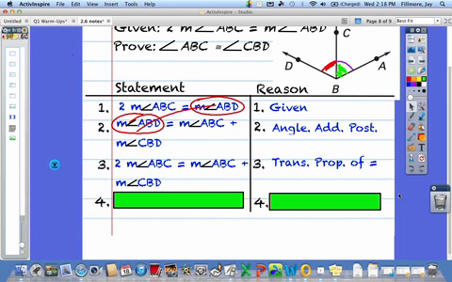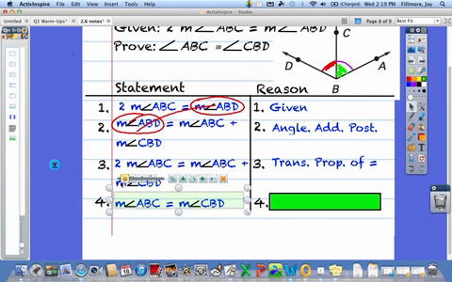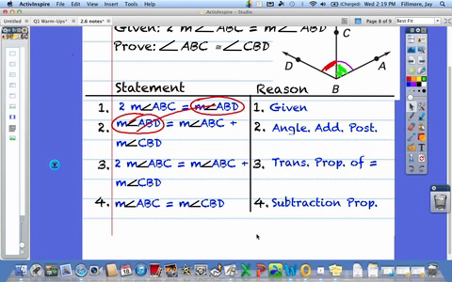And finally, I have two ABCs over here, and an ABC and a CBD over here. Well, if I subtract a single ABC from both sides, on the right side I'm just left with CBD, and on the left side I no longer have two ABCs, I just have one. That's exactly what I wanted in my proof statement. I wanted the measure of angle ABC equals the measure of angle CBD. So if I just subtract ABC from both sides, that's my subtraction property of equality.